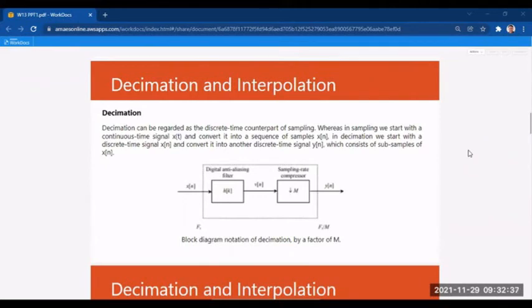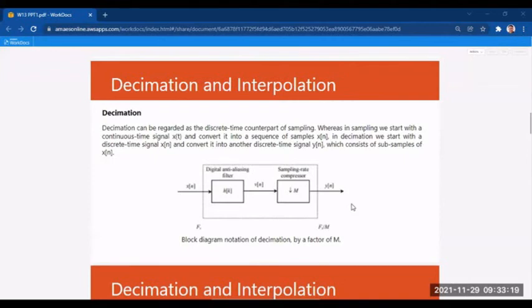Okay, so decimation can be regarded as the discrete time counterpart of sampling. Whereas in sampling we start with a continuous time signal x of t and convert it to a sequence of samples x of n, in decimation and interpolation, we start with a discrete time signal x of n and convert it to another discrete time signal. So this is a discrete time signal to discrete time signal process. Okay, so let's start with decimation.